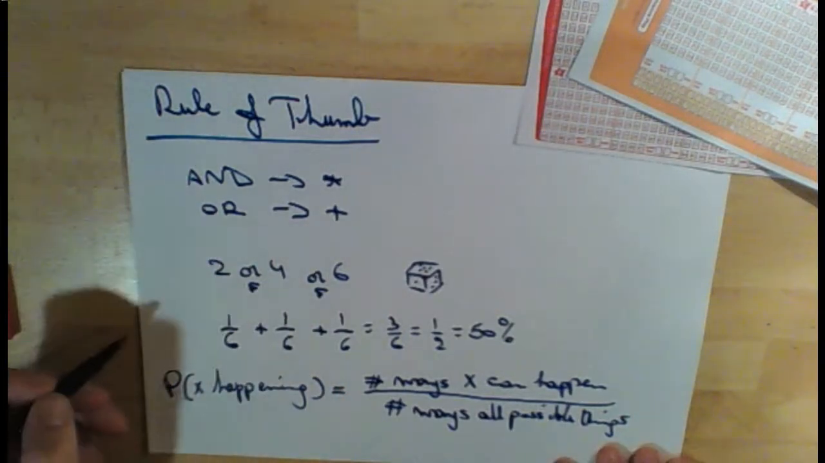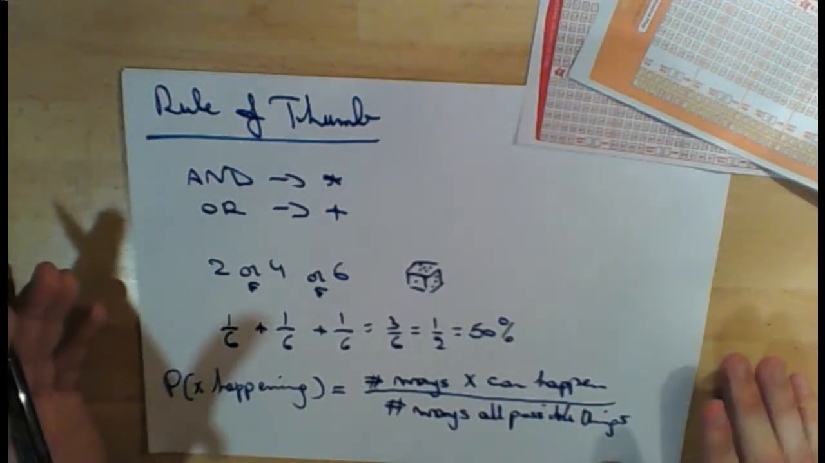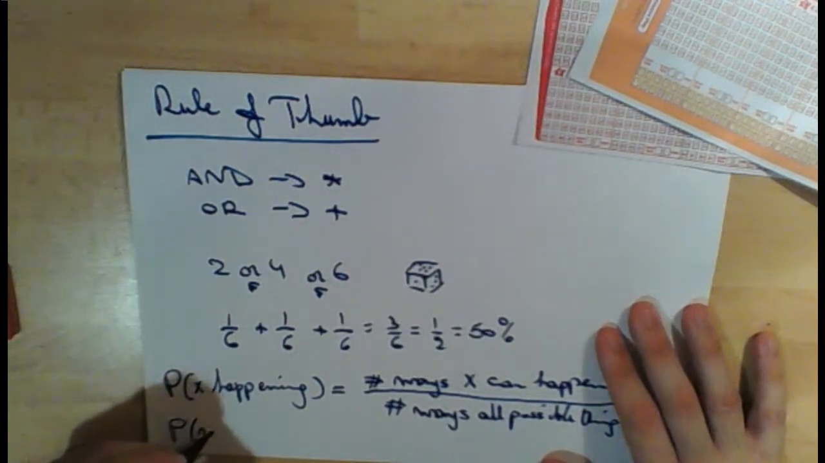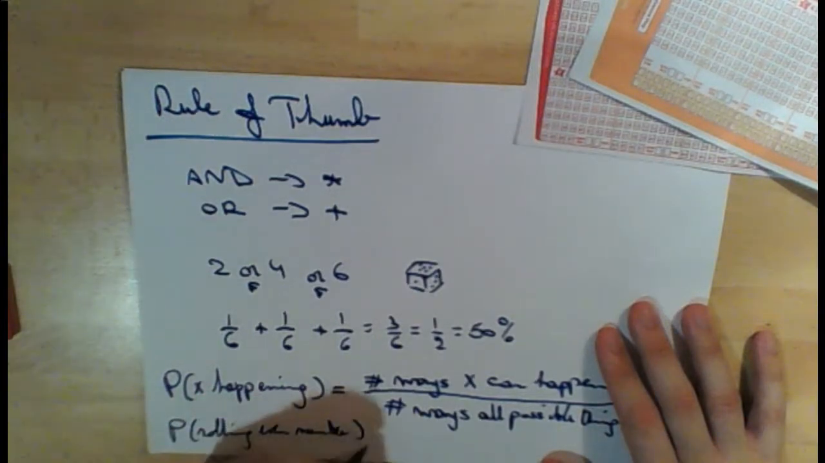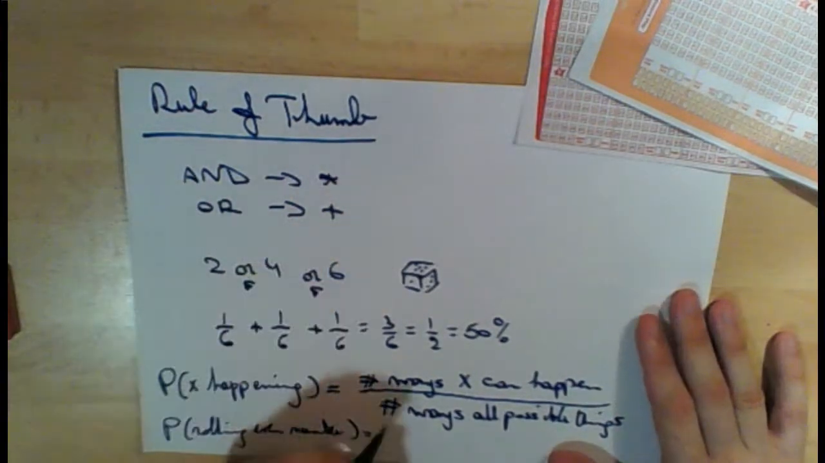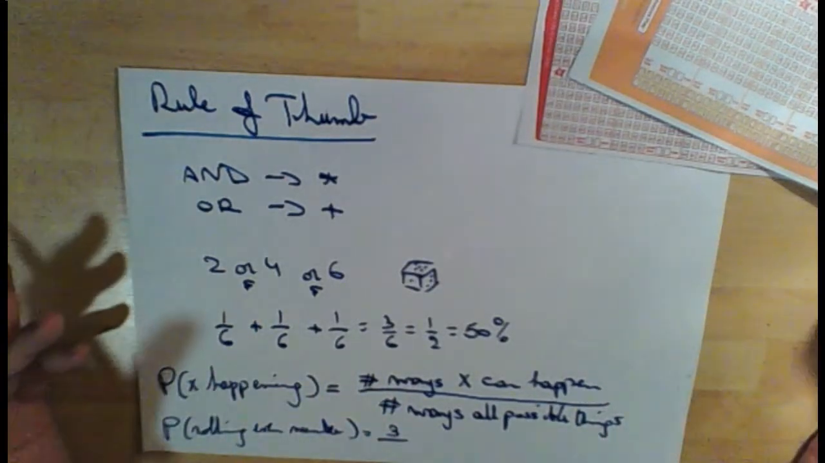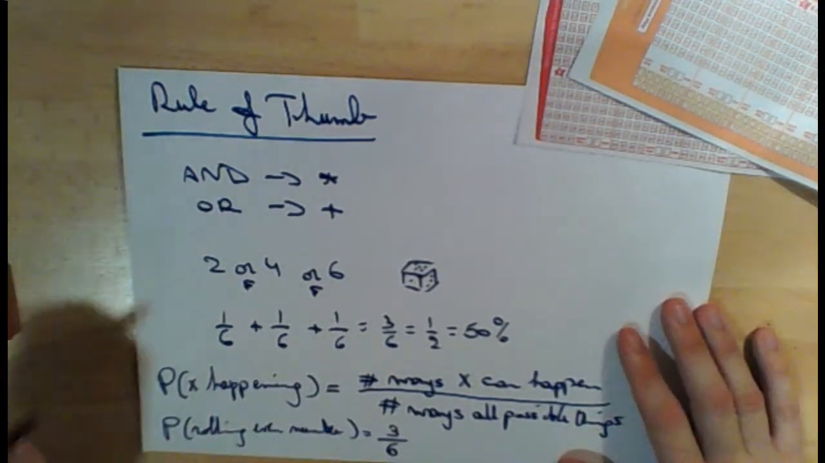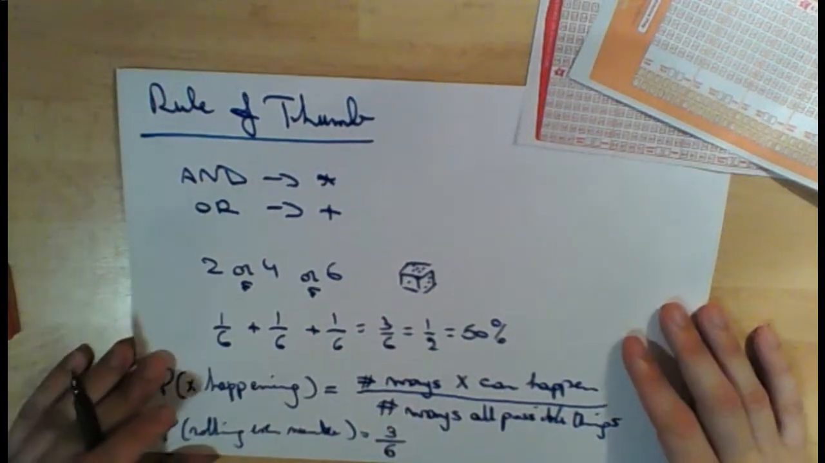Okay, so an example is, we take this again, what is the probability of me rolling an even number? How many different ways can this happen? Well, 3 different ways. I can roll a 2, a 4, or a 6. What are all the possible things that can happen? Well, I can roll a 1, 2, 3, 4, 5, 6. So there's 6 different ways it can happen. So this is a different way of getting the same result.